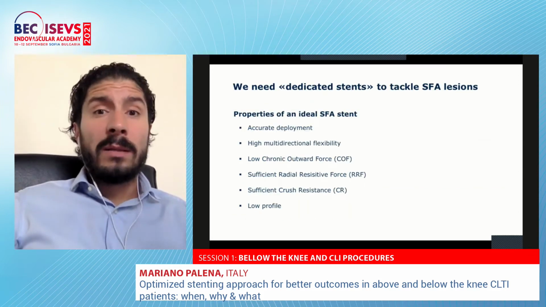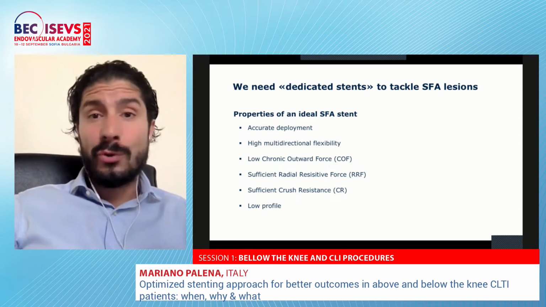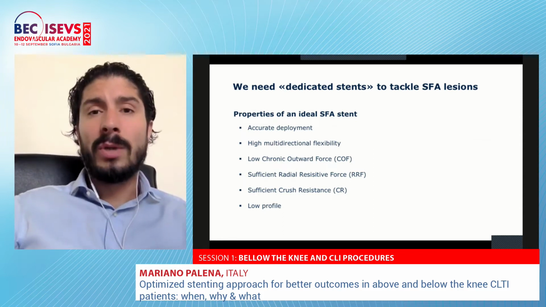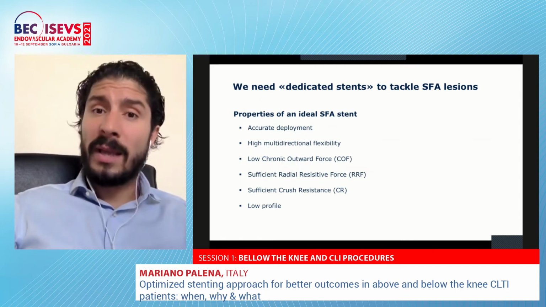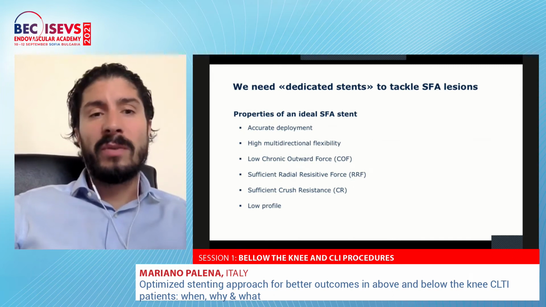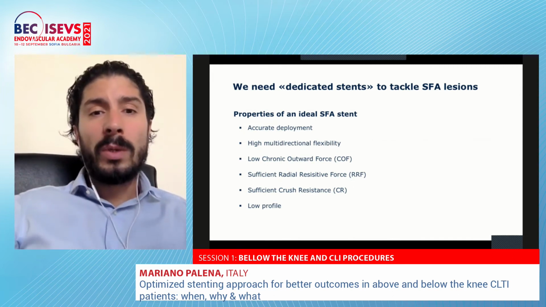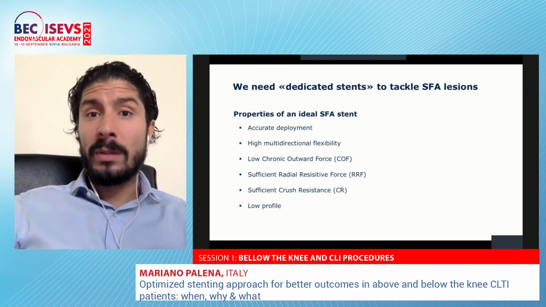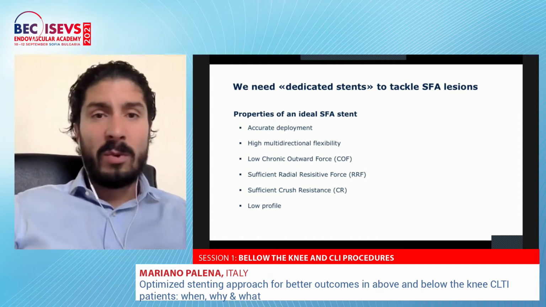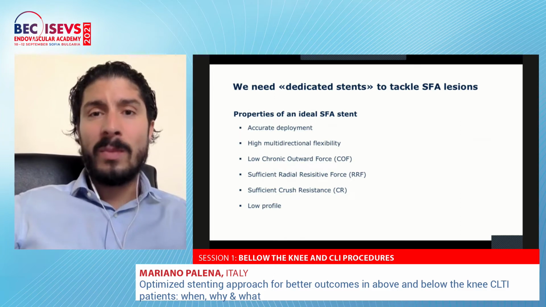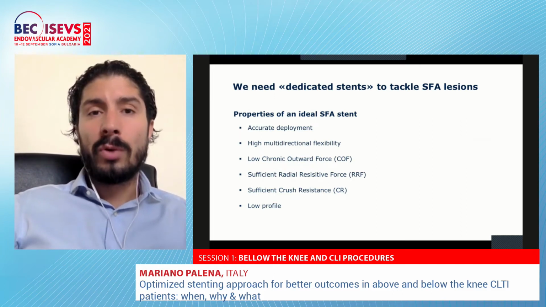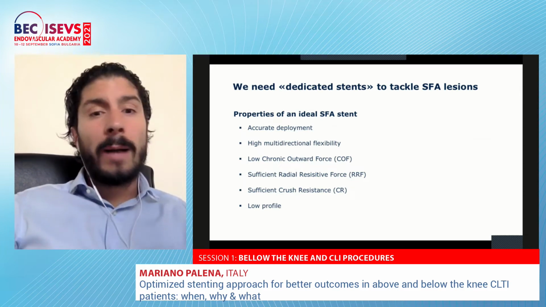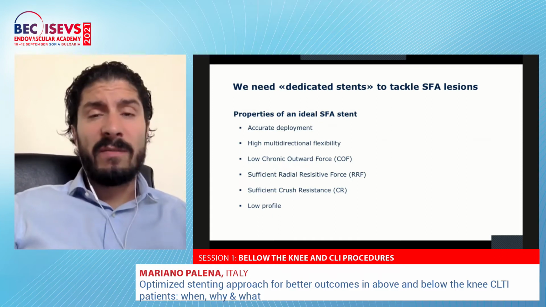So a dedicated stent to tackle the SFA lesion, for sure, this is what we need today. And in most of the cases, what I can say is that we already have it, a combination of multiple devices. But properly, what we need is an accurate deployment stent. As everyone said, in some cases, Supera can be very tricky and complex if we do not achieve a good vessel preparation.